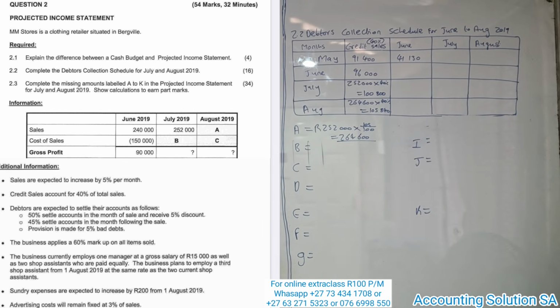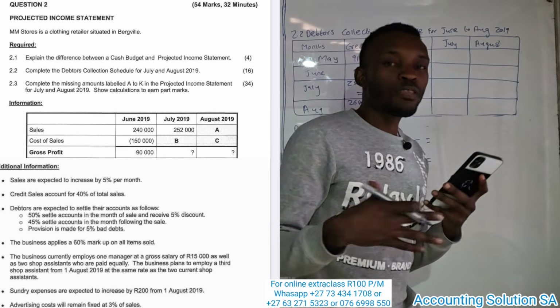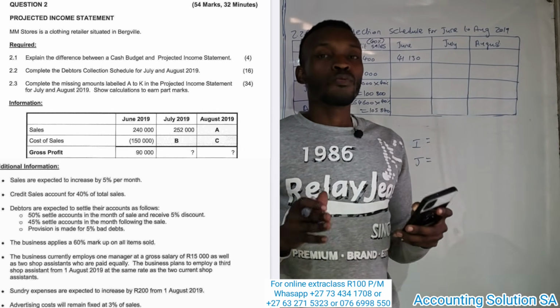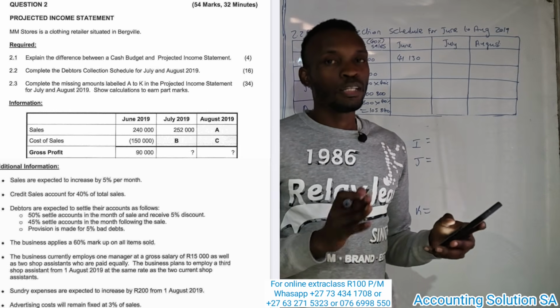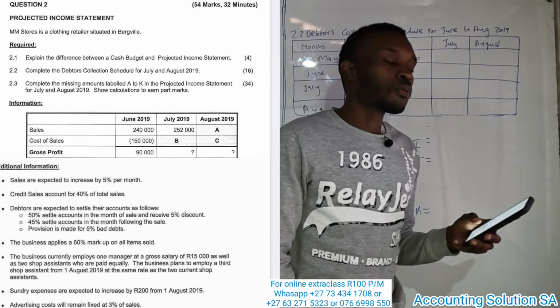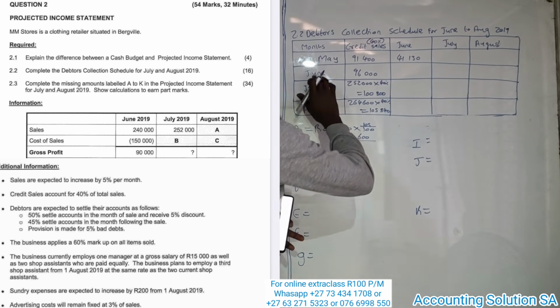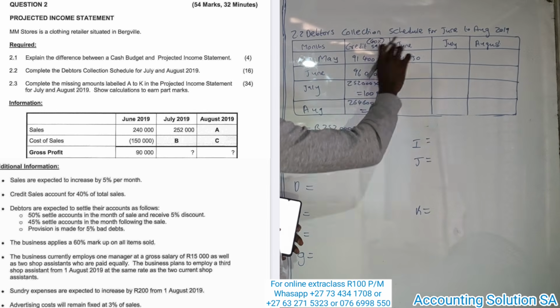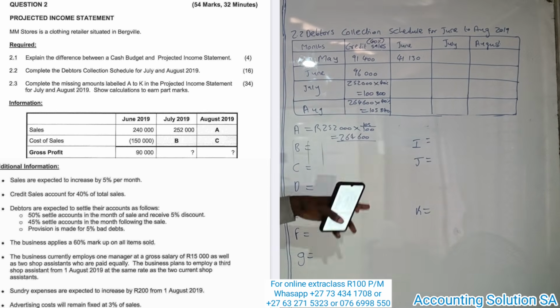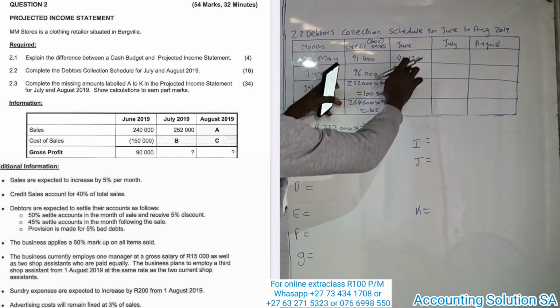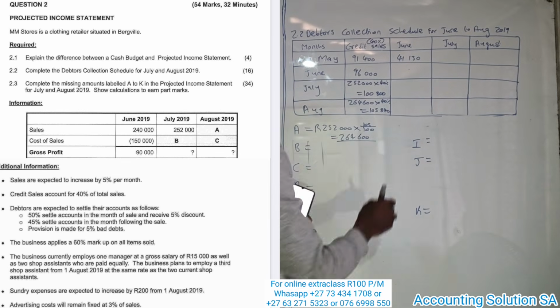Bullet number 3, debtors are expected to settle their account as follows: 50% settle the account in the month of sales and receive a 5% discount. If there is a 5% discount, they are not going to pay 100%, but only 95%. 100 minus the discount is 95%. Now let's calculate. 50% in the same month, so we have to match. Which month is the same as the one written here? June. We also have June, which means the same months meet in this column.